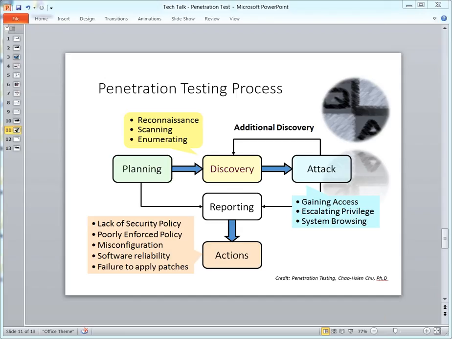Let's talk a little bit about the process here, and we're almost done. The process here is very similar to what we talked about, the process of a hacker. In fact, if you just look at the map here, it's very simple. Planning, let's get started, let's figure out the discovery, attack, and then report back, right? Very, very standard. Really, the things that jump out to me the most on this page are these three bullet points: reconnaissance, scanning, enumerating. I mean, we just talked about that.